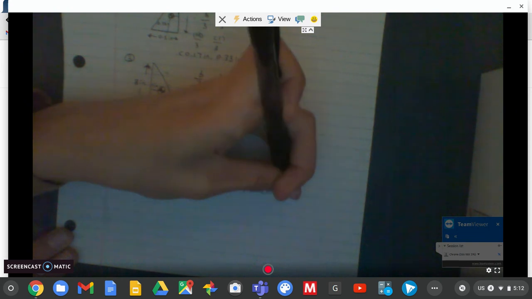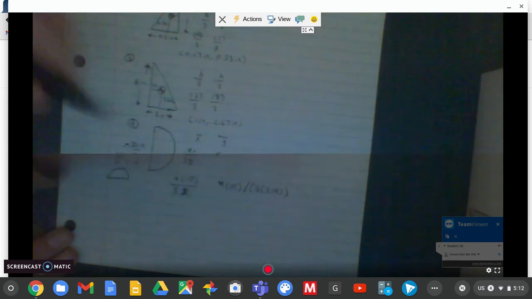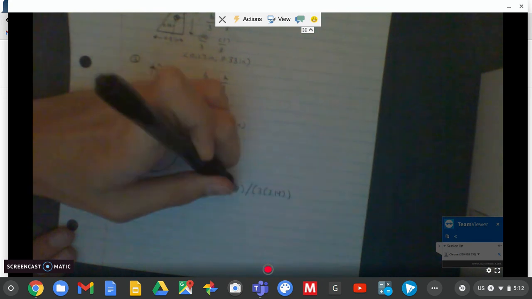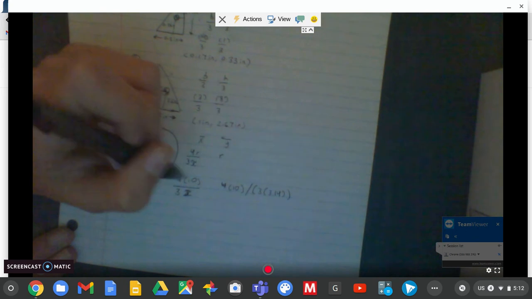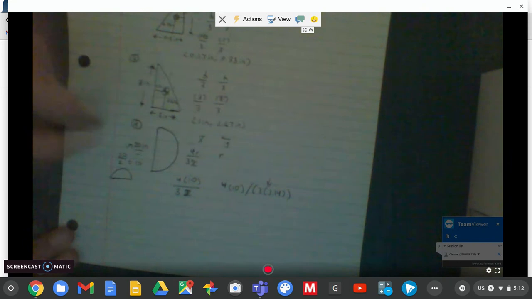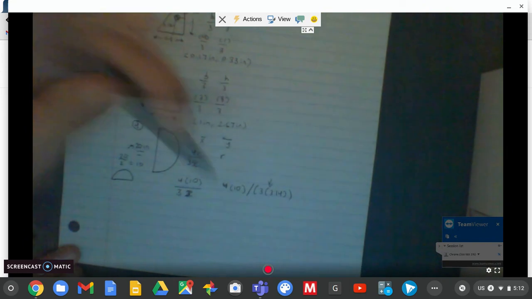Then you have to do open parentheses 3, another open parentheses 3.14, and close that one, and then close that one. If you don't put that into parentheses, what it will do is say 4 times 10, which is 40, divided by 3, and then multiply that by pi. That's not what you want. You want that to be multiplied by itself first.